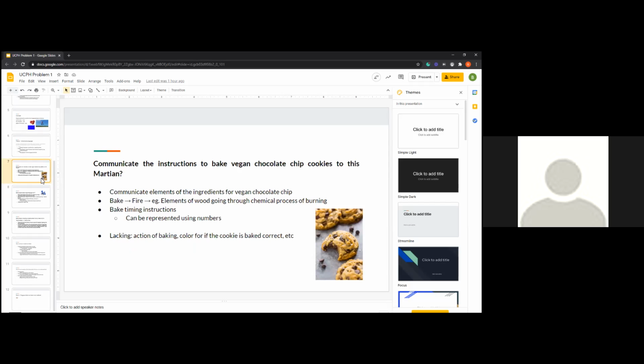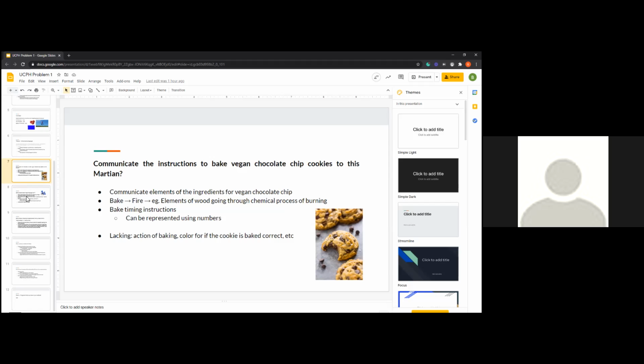And then we're trying to communicate bake. It's very hard to communicate the action. So what we're thinking about is trying to communicate fire, because we can give several examples, for example, the element of wood going through the chemical process of burning, to demonstrate that they need to use fire. And then we need to tell them the bake time instructions.